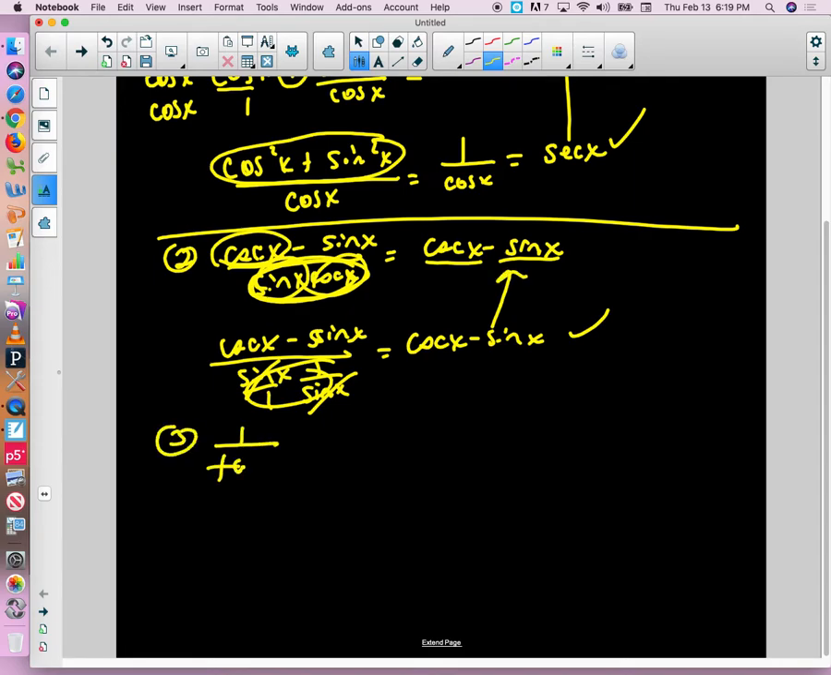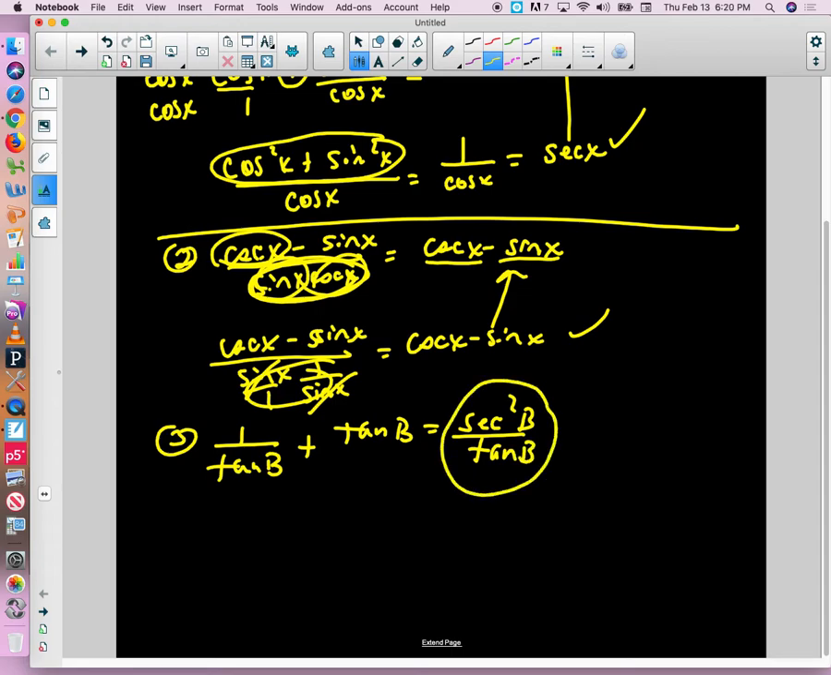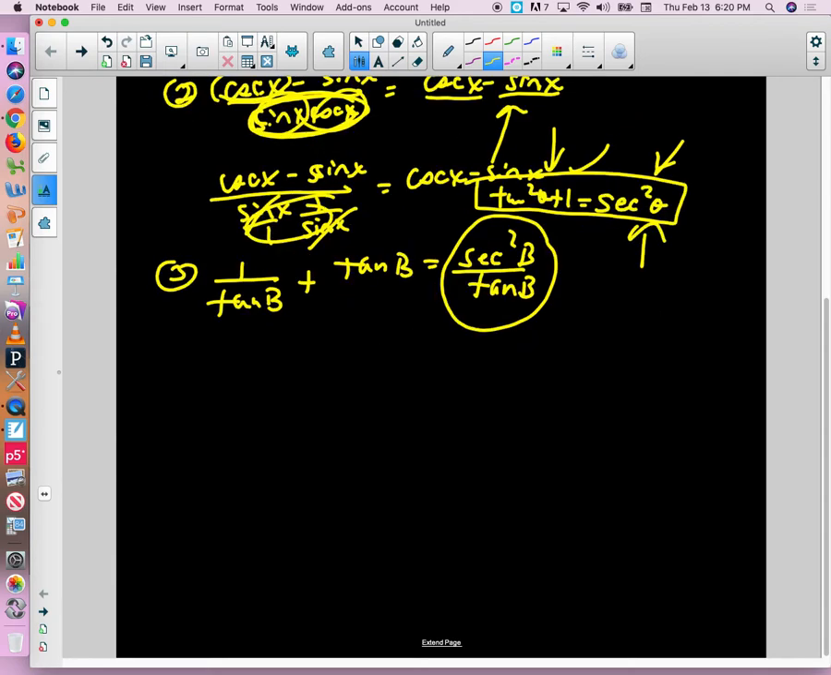1 over tangent b plus tangent b. All right, now many times I want to change things to sines and cosines, but here I'm going to keep an eye on what I want. I want secants and tangents. On your memo page, you have something that tells you tangent squared theta plus 1 is secant squared theta. That's on your memo page. So I'm used to tangents and secants having something to do with each other. So I'm not going the sine and cosine route here. I'm trying to get this, and so I'm going to leave the word tangent in there.